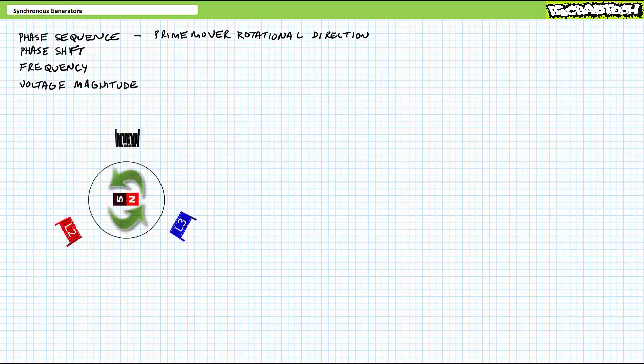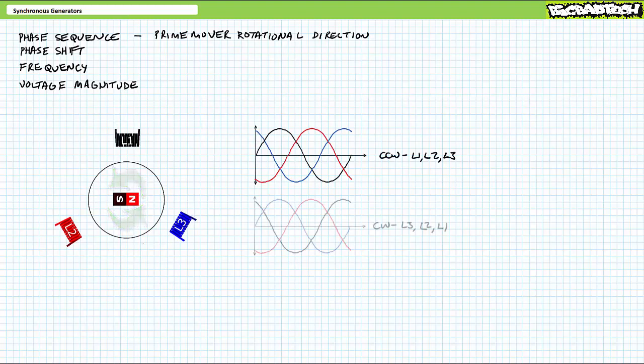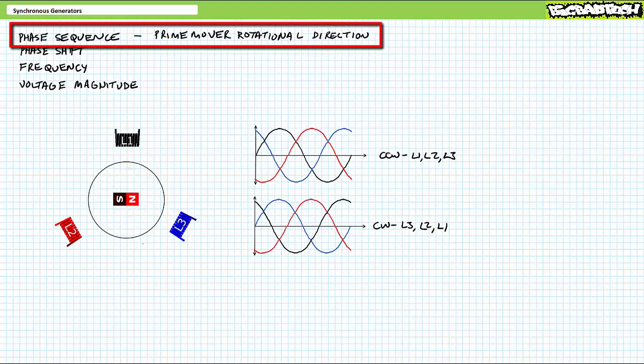Rotational direction of the prime mover influences which winding experiences peak voltage in relation to its peers. Using this simplified diagram, when rotated in a counterclockwise direction, first winding 1 experiences peak voltage, then 2, then 3. In contrast, when rotated in a clockwise direction, first winding 3 experiences peak voltage, then 2, then 1. In summary, rotational direction of the prime mover determines phase sequence.